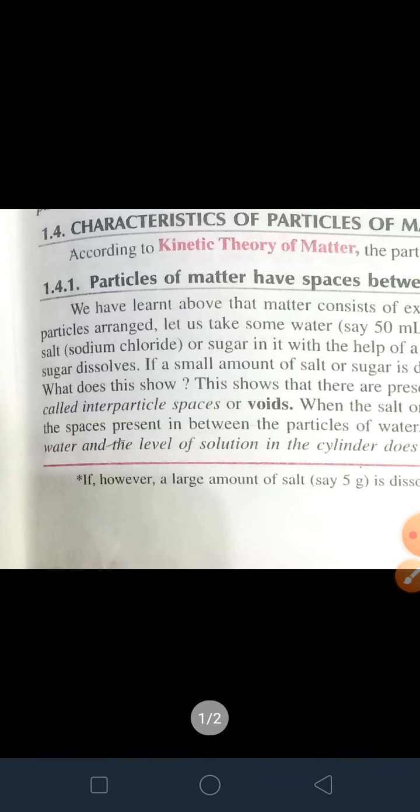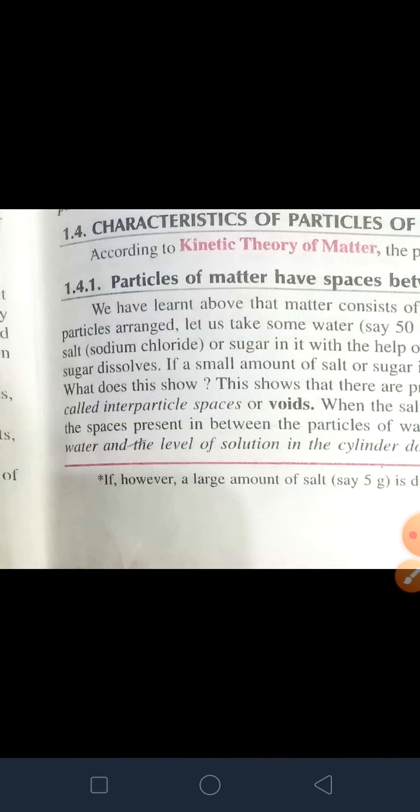The most important properties of particles of matter are that particles of matter have space between them, and the second thing about the particles of matter is that particles of matter are continuously moving, and the third important property is particles of matter attract each other.